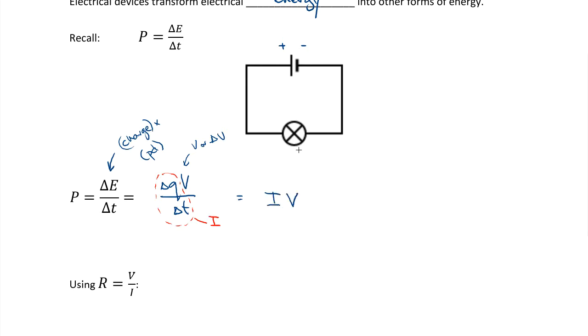In other words, if I wanted to work out the power at this bulb, I would put an ammeter in series with it to measure the current through the bulb, and I would put a voltmeter in parallel with it to measure the potential difference across the bulb, and then I would just multiply those two things together. Power is equal to current through times potential difference across. That's one expression for power.